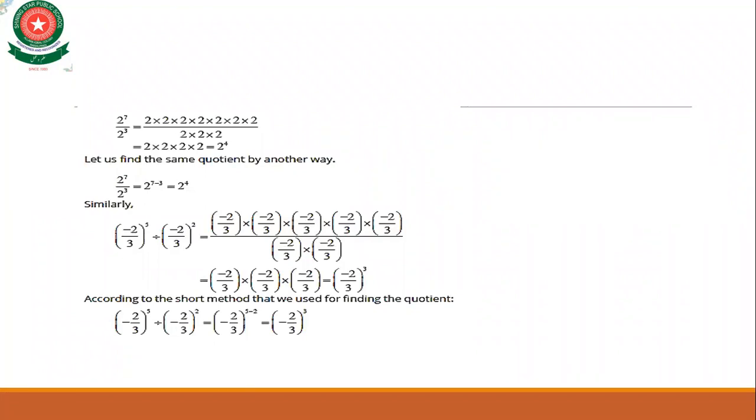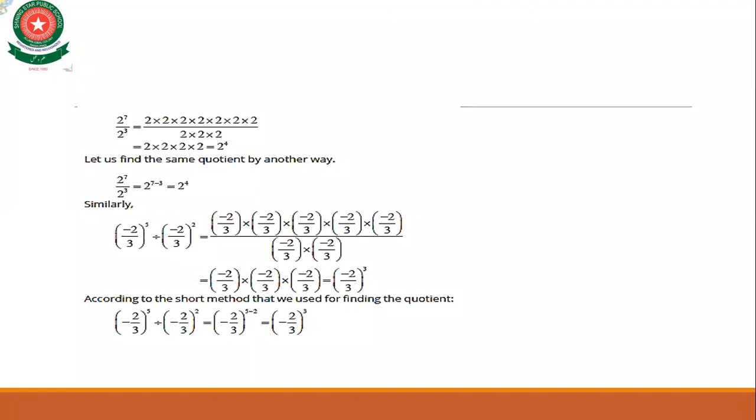Now, according to the law, when we solve this, minus 2 by 3 power 5 divided by minus 2 by 3 power 2 is equal to minus 2 by 3 power 5 minus 2. So here 5 represents m and 2 represents n. According to the formula, minus 2 by 3 power m divided by minus 2 by 3 power n is minus 2 by 3 power m minus n, which is equal to minus 2 by 3 power 5 minus 2, which is equal to minus 2 by 3 power 3.